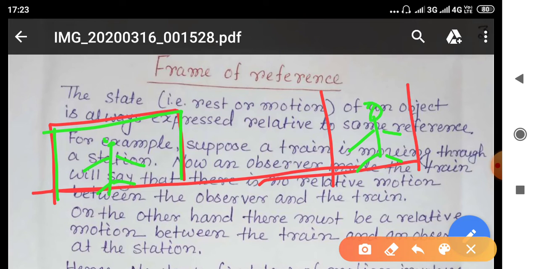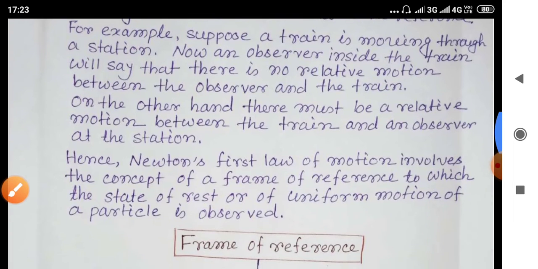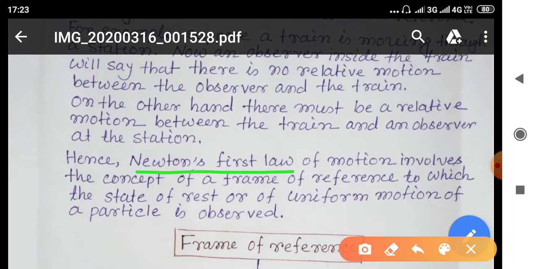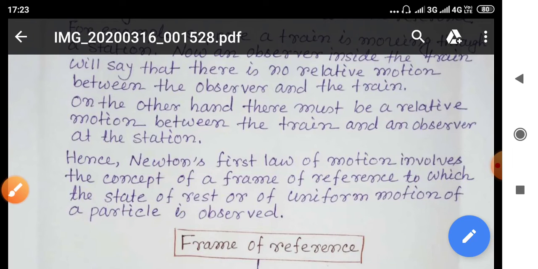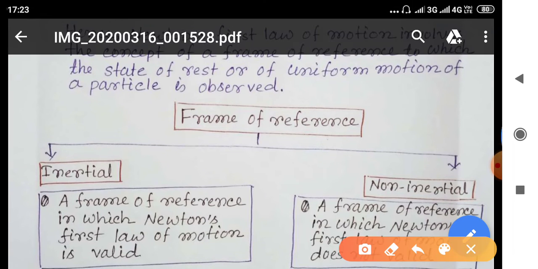But if we consider the second observer, he will say no, there is a motion of the train relative to him. That means the present state of the train, whether it is in the rest condition or the motion condition, completely depends on the observer's point of view. That's why Newton's first law of motion involves the concept of frame of reference, with respect to which the state of rest or the uniform motion of the particle is observed.